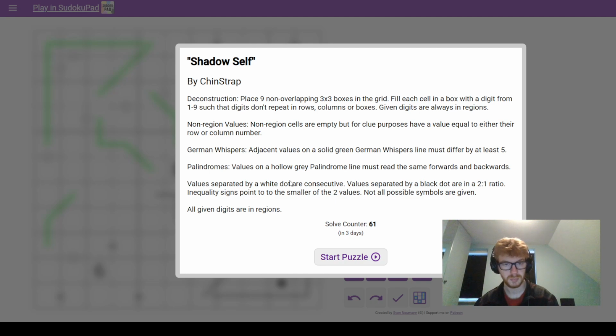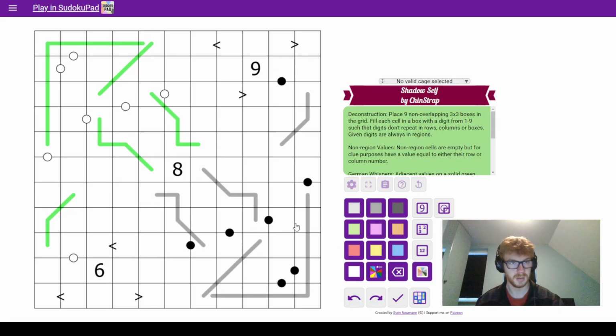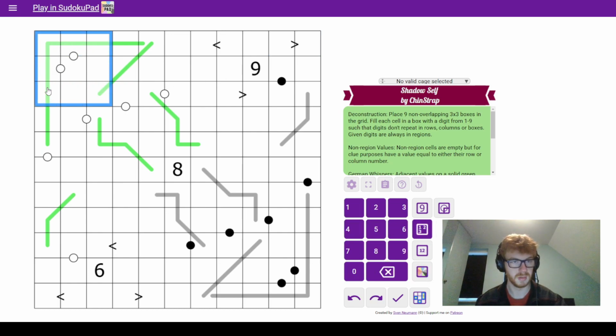German whispers: adjacent values on a solid green German whispers line must differ by at least 5. Palindromes: values on a hollow gray palindrome must read the same forwards and backwards. Values separated by a white dot are consecutive. Values separated by a black dot are in a 2-to-1 ratio. Inequality signs point to the smaller of the two values. Not all possible symbols are given. So 3, 6, 9, 11. Okay, so 11. So we have the normal deconstruction logic then.